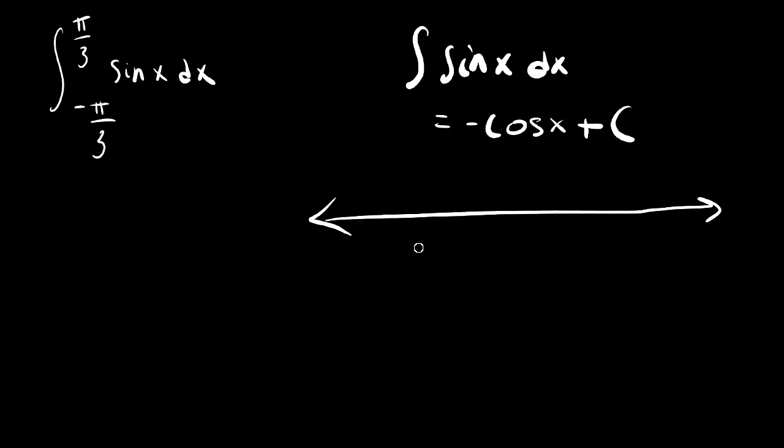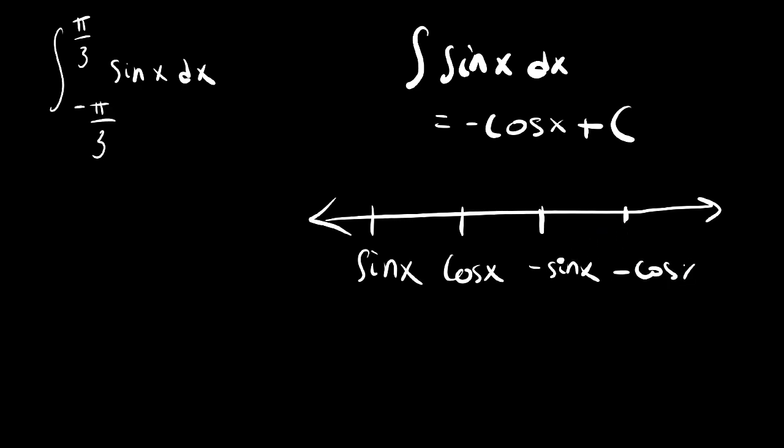Okay, so we can draw this out. So we have sine x, then we have cosine x, then we have negative sine x, and then we have negative cosine x. Okay, so in order to take the integral of sine x, we'll have to go backwards. And when we go backwards, we approach negative cosine x.